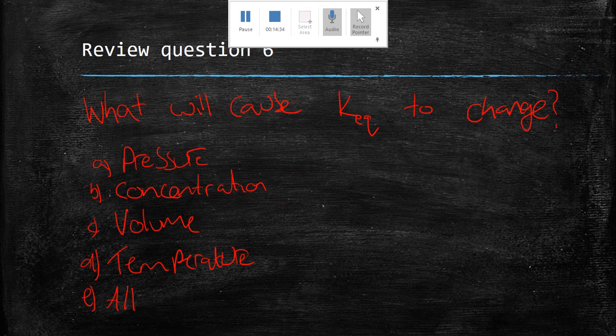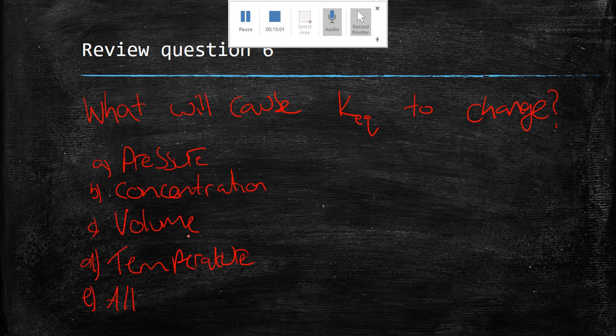Now, oh, nope, we've got one more question. So this is more of a theoretical based question. It's sort of testing your understanding of the equilibrium constant. So I'll give you a second to look at those options and choose. Alright, so what will cause KEQ to change? Pressure, concentration, volume, temperature, or all the above.